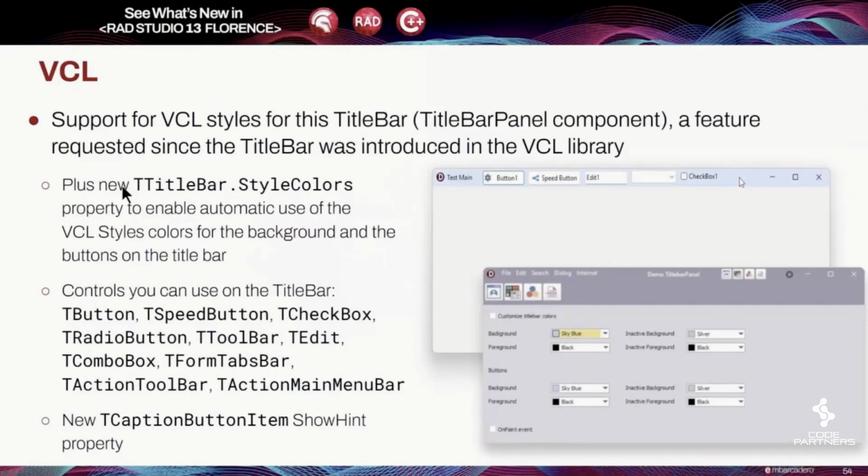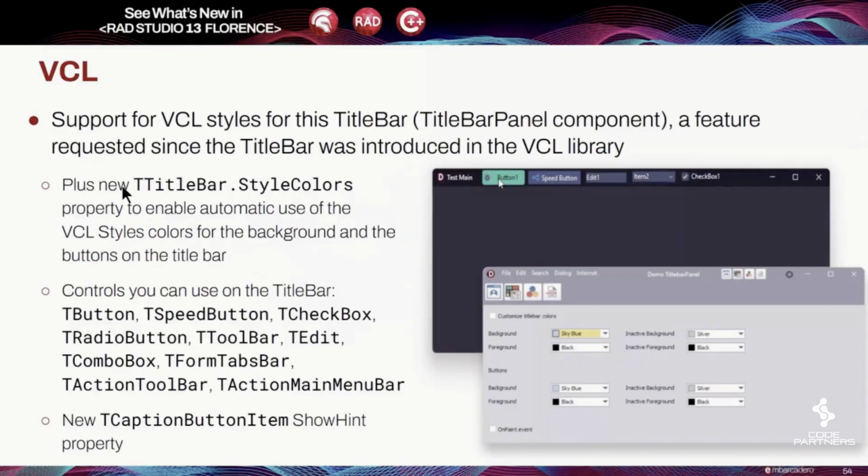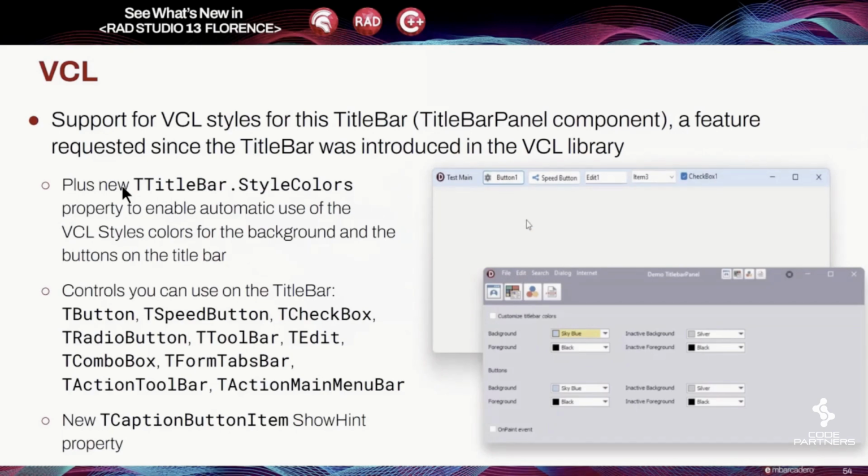So the first is support for styles in the title bar. The title bar allows you to create modern UIs where the menus and buttons and other elements merge into the title for the form. I'm sure if you're using Windows, you have seen a lot of applications that offer that style. We have had a title bar component for some time, but it was not possible for the title bar component and the components on the title bar to use VCL styling, to use dark color, to use all of the other UI elements that you can see here in action in this animation.